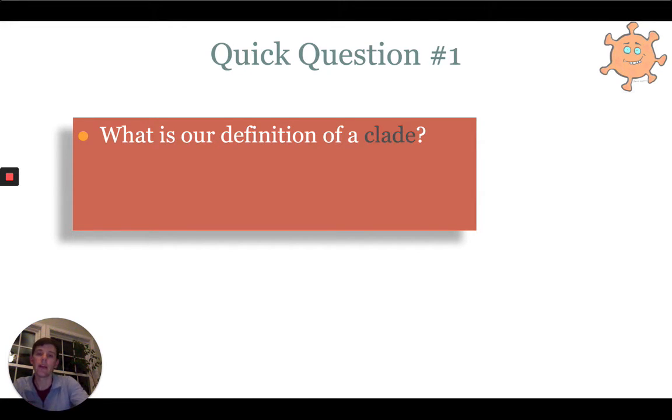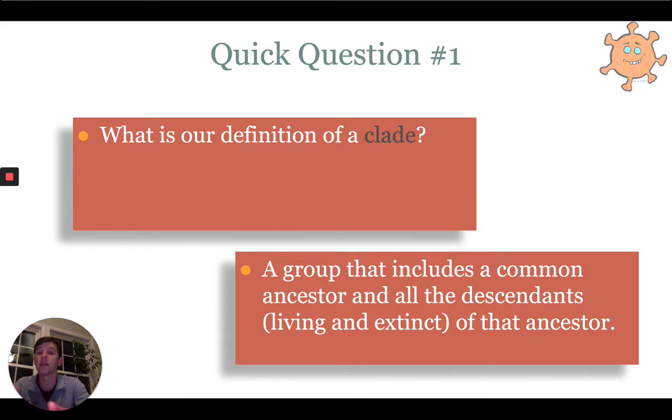All right, now that you have that written down or typed in, you should have something that's similar to this: a group that includes all the common ancestors and all the descendants of that particular ancestor. So we look at where the ancestor is and then all of the descendants from that. That would be considered a clade. We can think of it kind of like a family group.